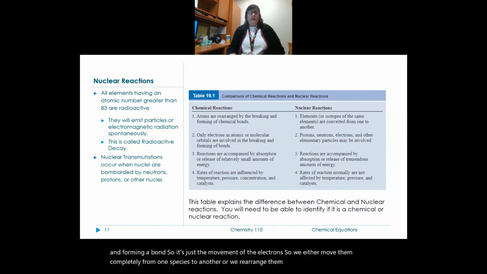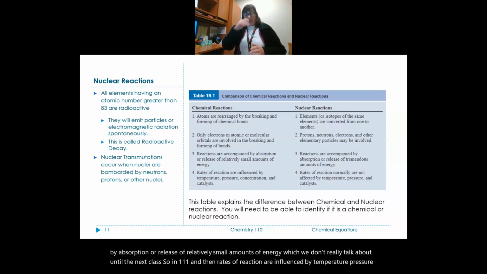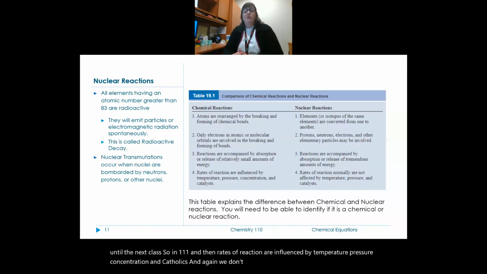Okay. Reactions are accompanied by absorption or release of relatively small amounts of energy, which we don't really talk about until the next class, so in 111. And then rates of reaction are influenced by temperature, pressure, concentration, and catalysis. And again, we don't talk about kinetics until 111. So there's that. That is everything for chemical reactions.